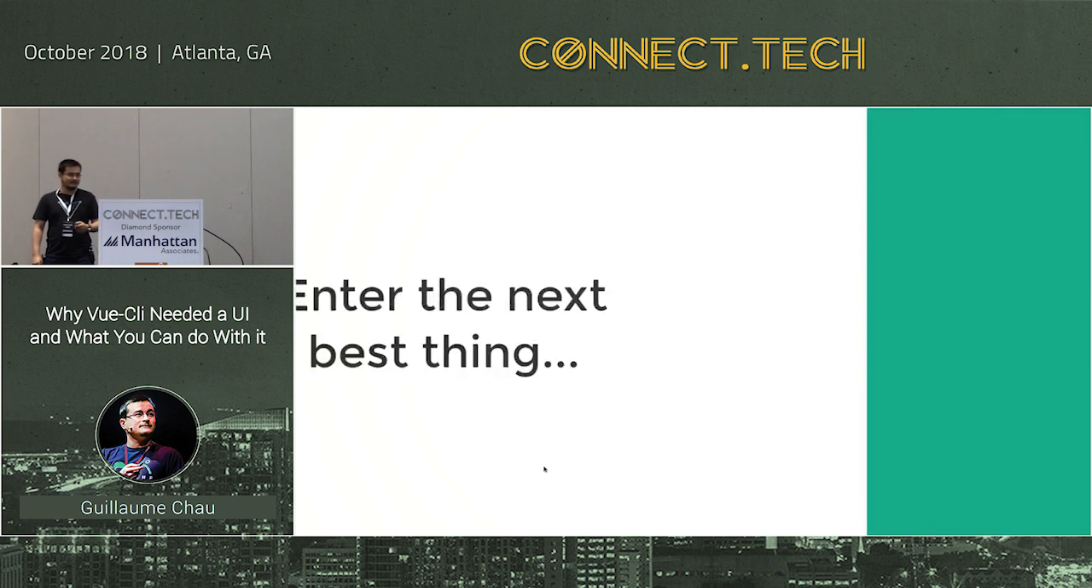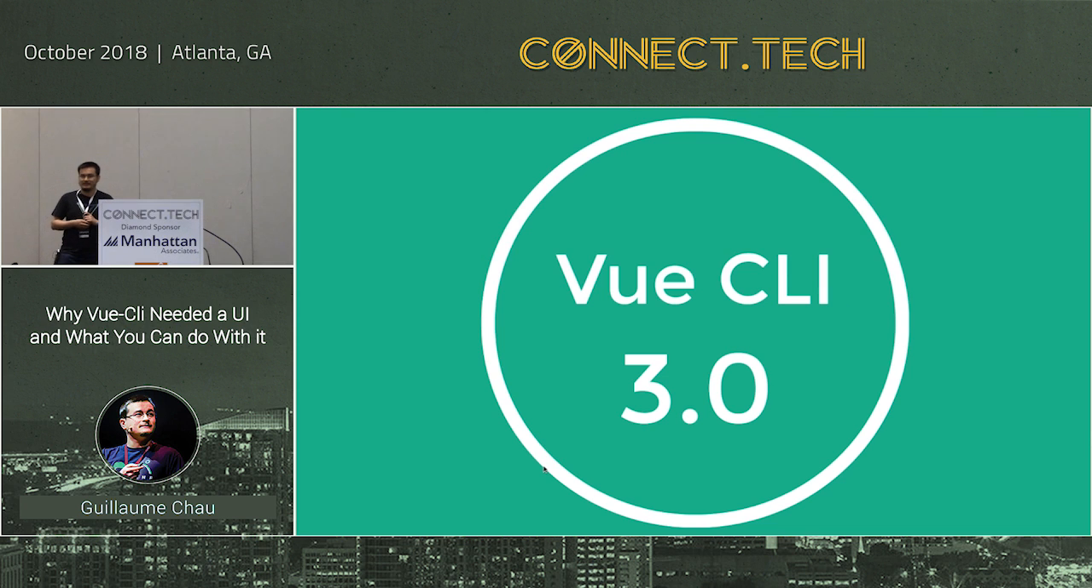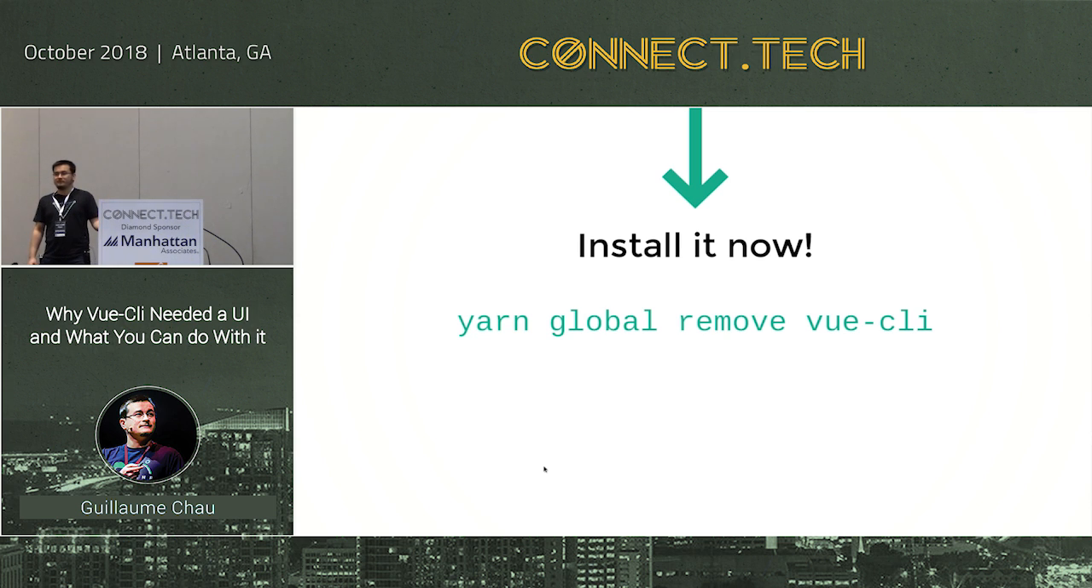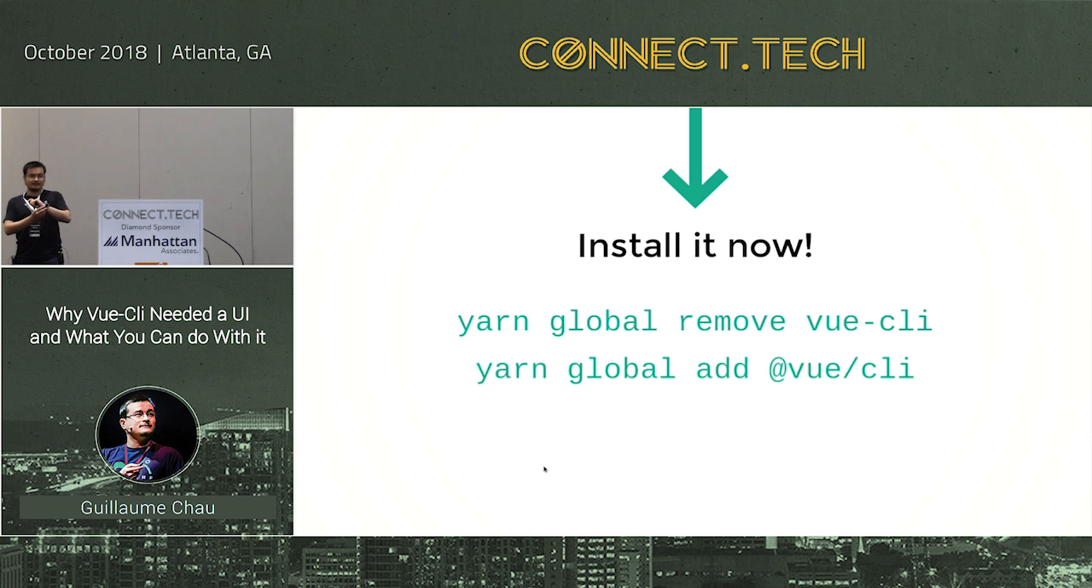So Evan started working on the new version of Vue CLI at the end of last year, which is version 3. And it's available already, so it's out. It's been out for a month or so. If you previously used Vue CLI, you must install it first, because we changed the name of the package to @vue/cli under the Vue scope on npm. So you can go ahead and install it, but maybe not now because the Wi-Fi will crash.